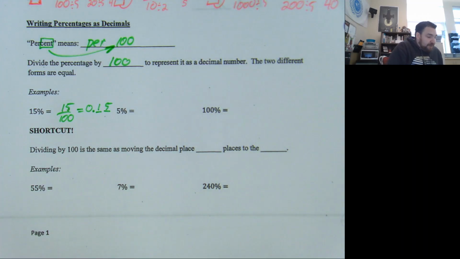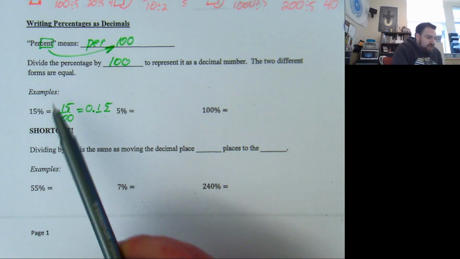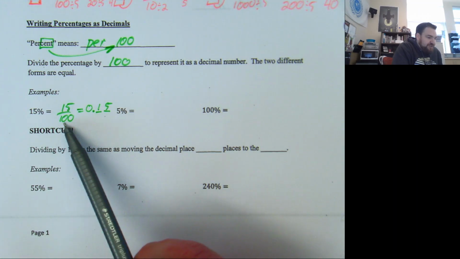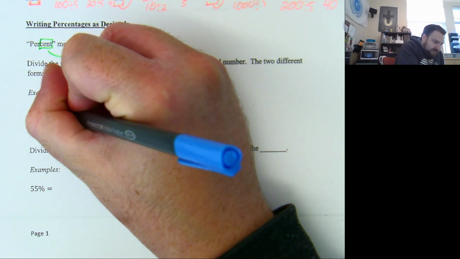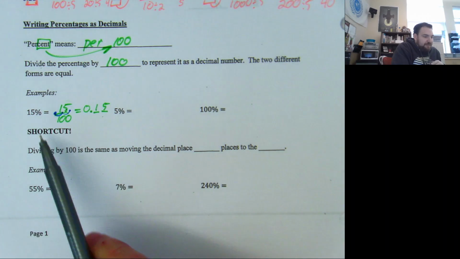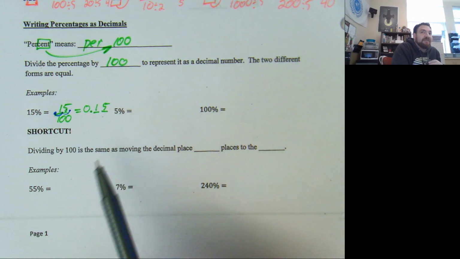Or you can think of it this way: when we divide by powers of 10, we just move the decimal once for every 0. So this is 15 over 100. I have 2 zeros here. So the decimal starts here, and I'm going to move it once. I'm going to move it twice. 15% is 0.15 as a decimal.